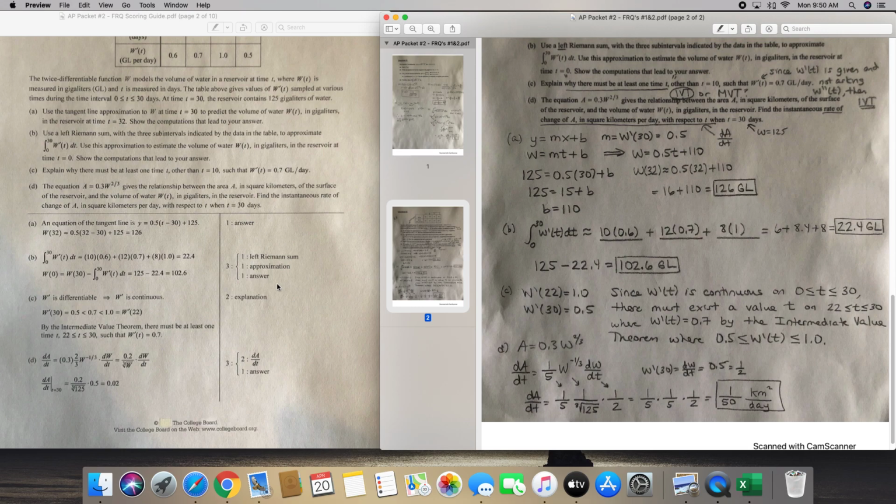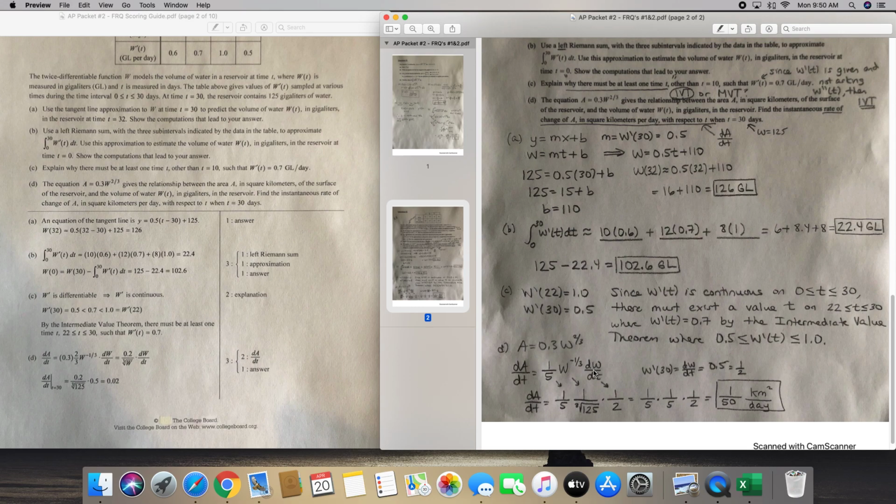You'll notice over here to the left, this is the point breakdown. 1 point was awarded for the tangent value with the approximation. 3 points were awarded for the Riemann sum, the value, and the correct answer. 2 points were awarded for using the intermediate value theorem with the proper justification. In D, there were 3 points. 2 points were awarded for the correct derivative, and 1 point was for the final answer.